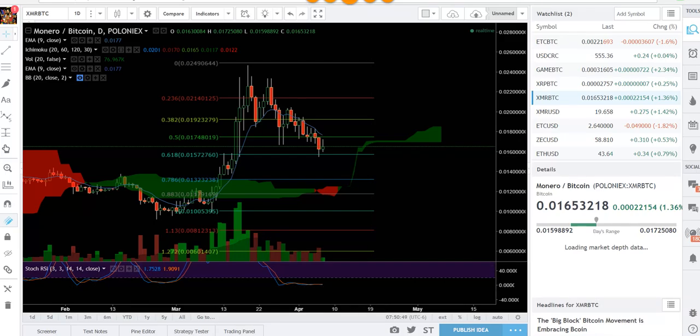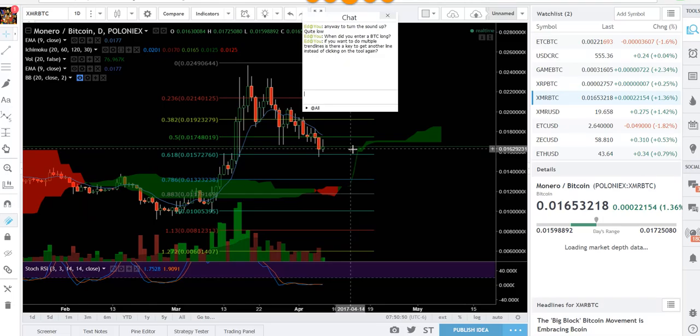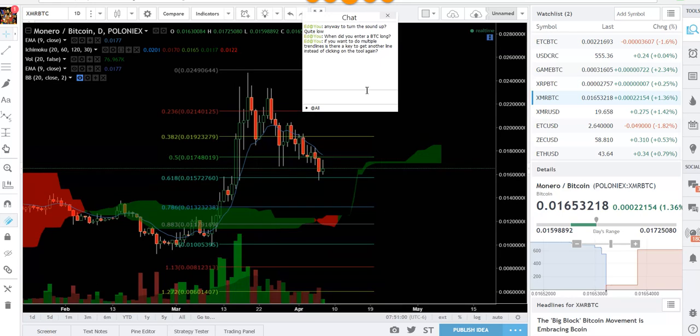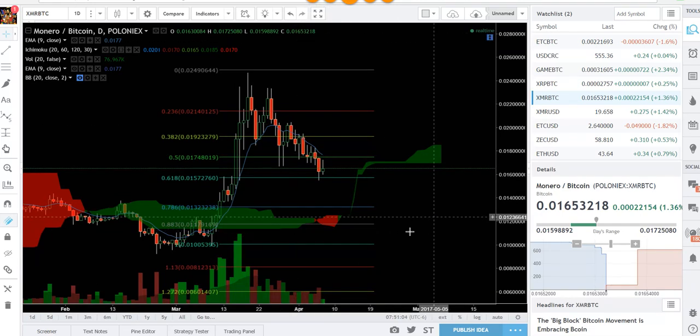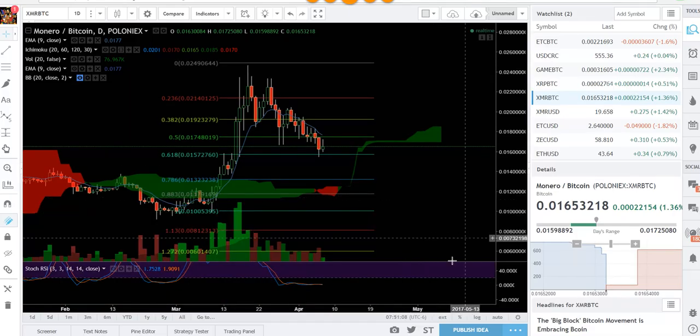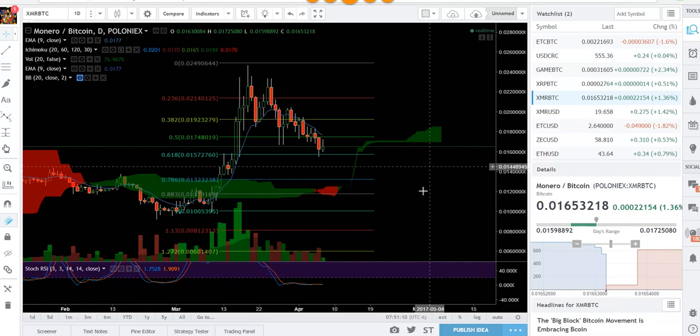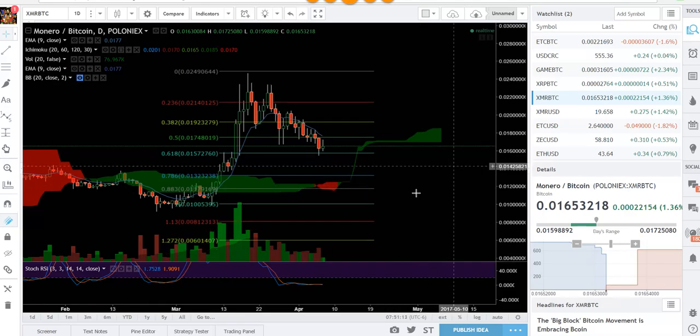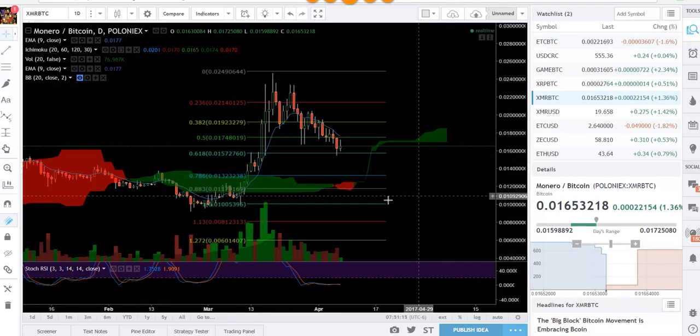If you want to do multiple trend lines, is there a key to get another line instead of clicking on something like that? Sorry, I didn't really understand that question. Is there a key to getting another line? Why don't you shoot me that question on email or a little bit more in depth, and I'll try to answer it for you because I didn't really understand it there.